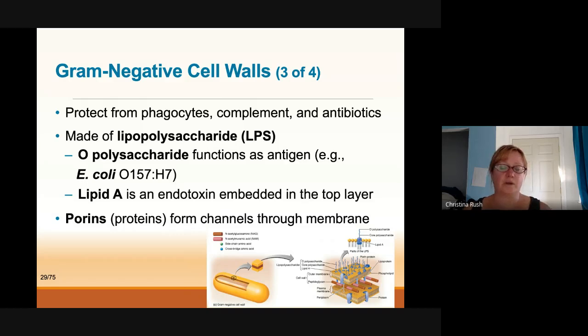There are also some porins, which are made up of proteins that form channels through the membrane. And so these porins are very specific to allow nutrients or anything that needs to get in from metabolism of the cell. They just surround a little hole, and they're very specific to what can get through.